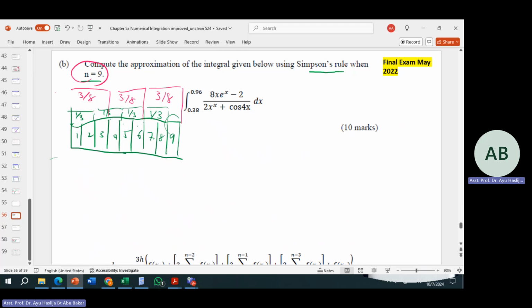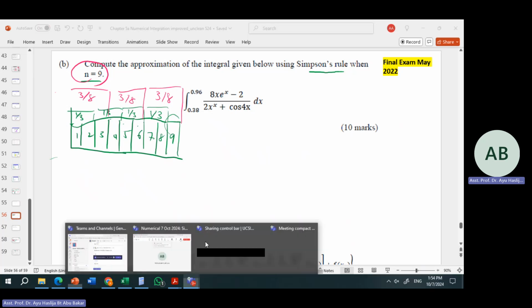Okay, so that's all for integration. Next class after your midterm, we'll proceed with differentiation. Okay, that's all for today. Good luck for your midterm tomorrow.